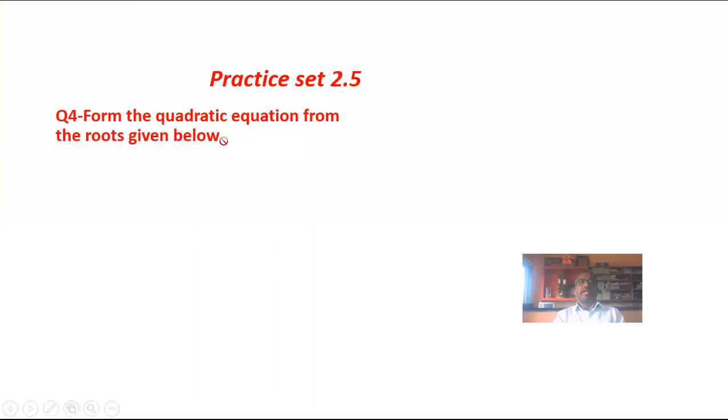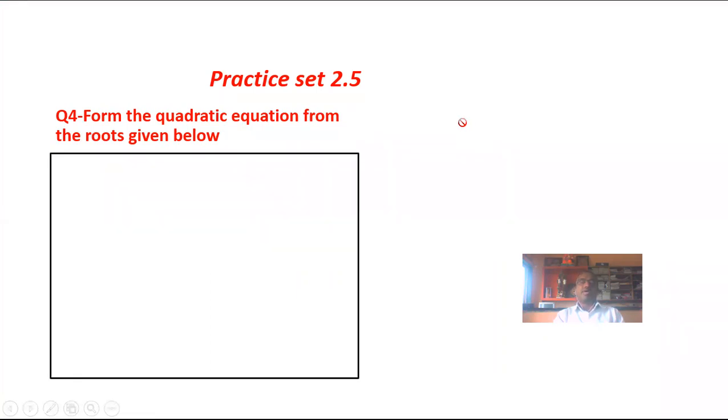For the quadratic equation from the roots given below. Question number 4 in practice set 2.5. Obtain the quadratic equation from given roots. Here, first, the two roots are 0 and 4. Two roots of the equation are given here to obtain the quadratic equation.